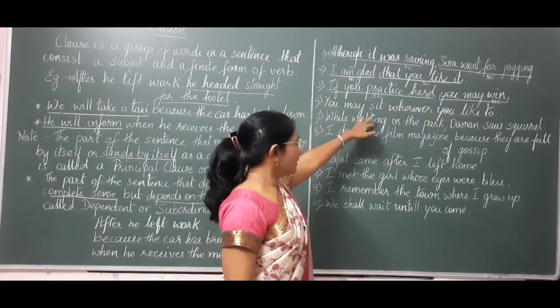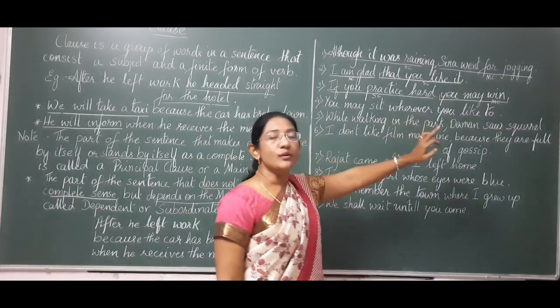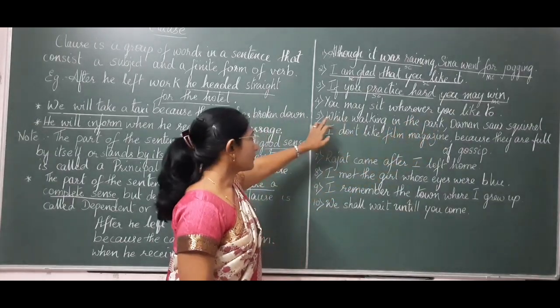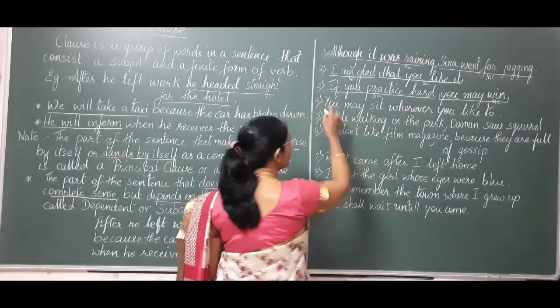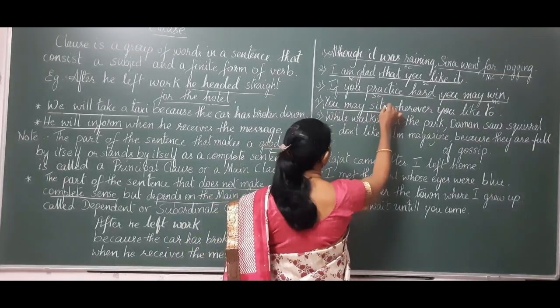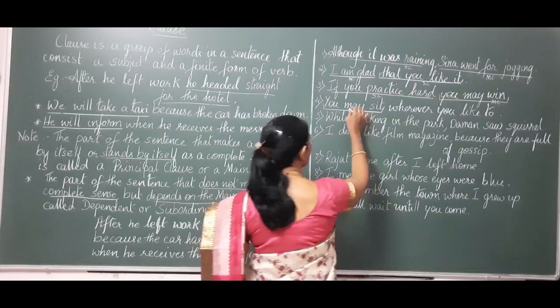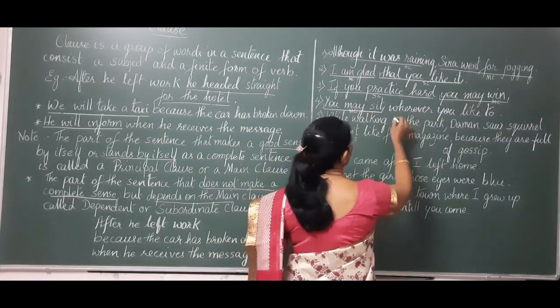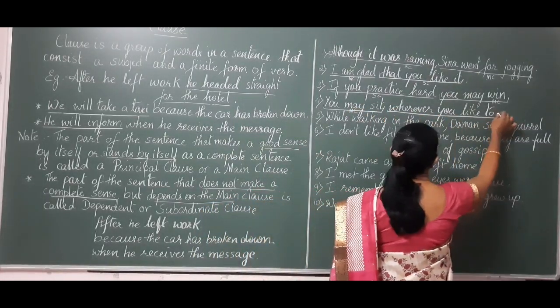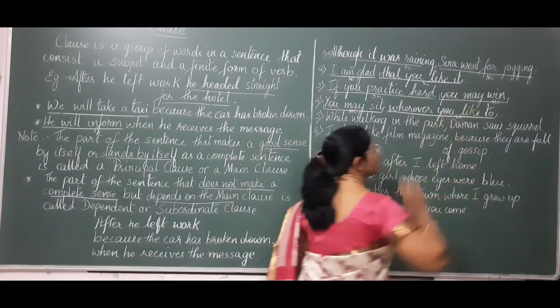You may sit wherever you like to. So we split the sentence meaningfully as "you may sit", which gives a complete sense. So this becomes a main clause. "Wherever you like" becomes a subordinate clause.